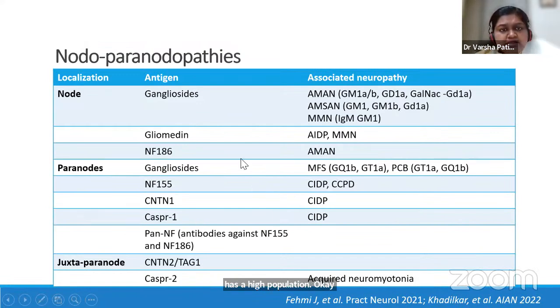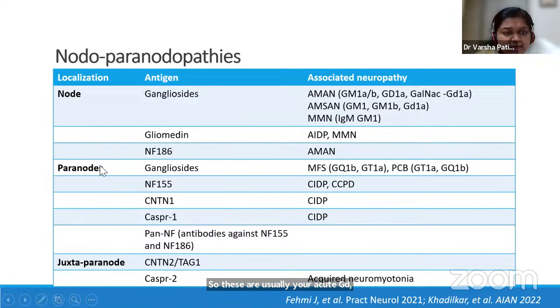So then this concept of paranodopathies came in because they could try to localize different types or phenotypes of your nerve problems, your AIDPs or your CIDPs or some variants of GBS, depending on the different antibodies that are found. So like I told you, remember your node. Again, these three names come in: your gliomedin, NF186, and your ganglioside. So these are usually your acute GBS-like symptoms, the motor axonal variants.